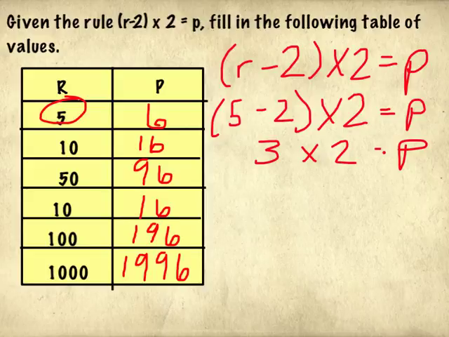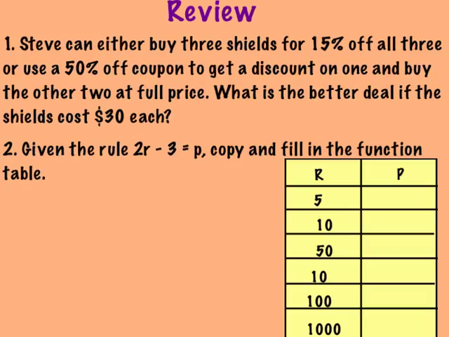And some of you may have been very clever and noticed that 10 showed up twice. So you only had to do half the work. So your calculator would have been helpful, obviously, doing this. But each one you're just going to take away 2 and then multiply it by 2, because that's what the rule tells me to do. And that will give you your answer for p.